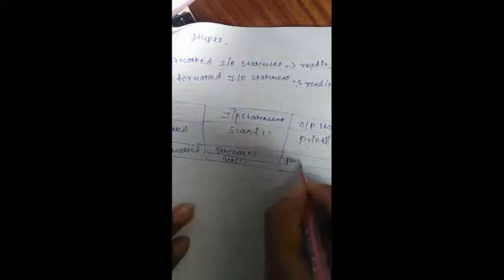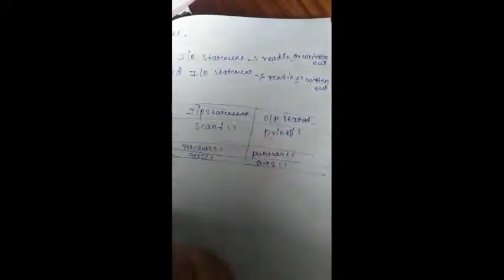Unformatted data input statements: which ones? getchar and gets. For unformatted data output statements, which statements can we use? putchar and puts. This is the unformatted data output statement. putchar and puts are the output statements of unformatted data. getchar and gets are the input statements of unformatted data.